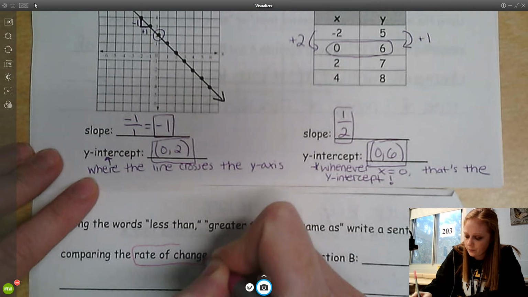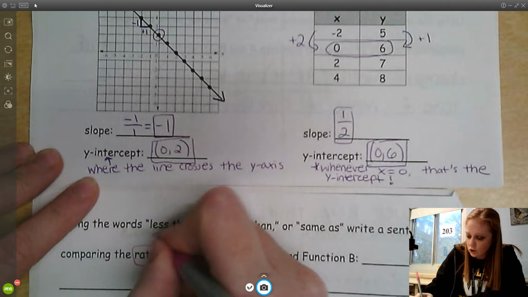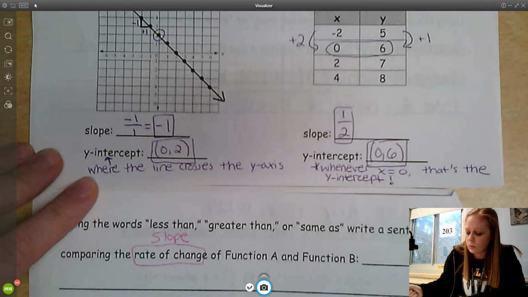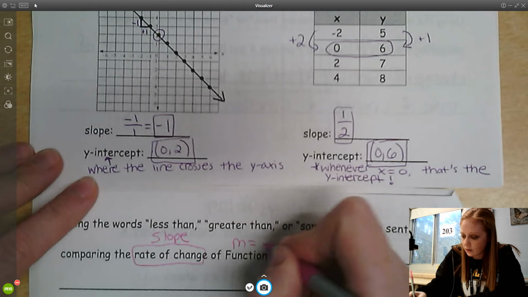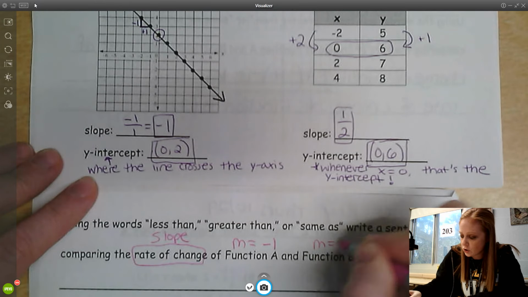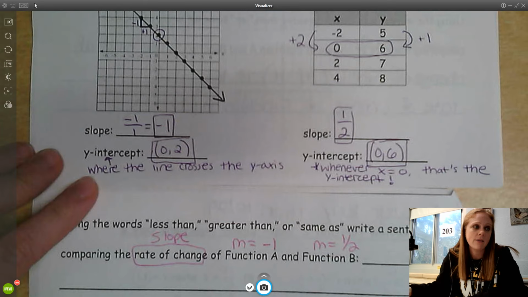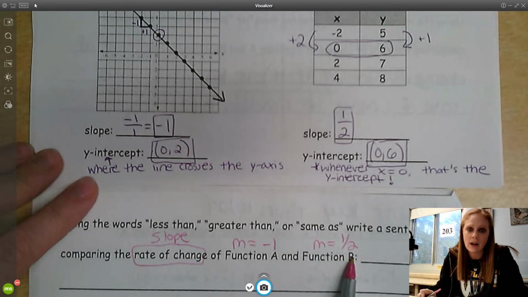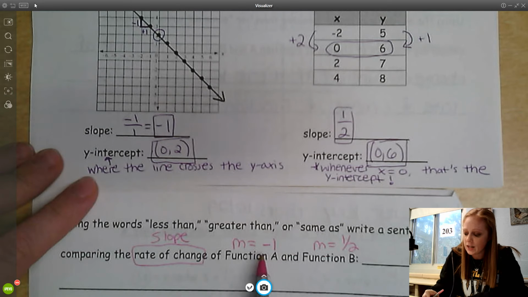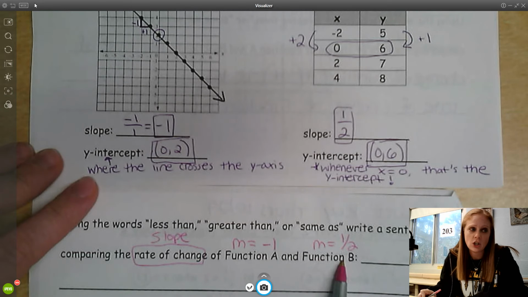So the first thing that you have to know is that rate of change is the same thing as slope. So the slope of function A is -1. And the slope of function B we found to be 1/2. So you have to compare them. -1 is less than 1/2. So therefore the rate of change of function A is less than the rate of change of function B.